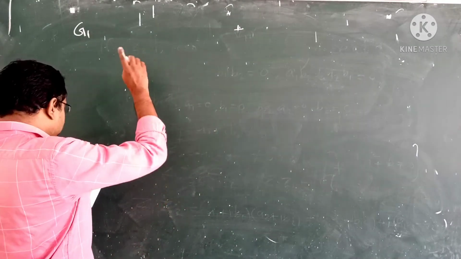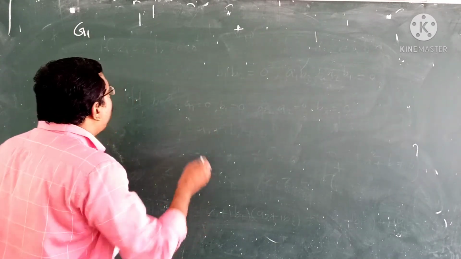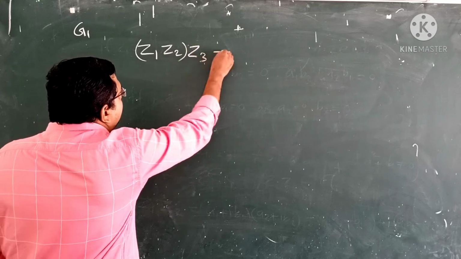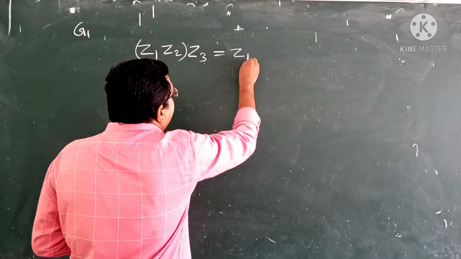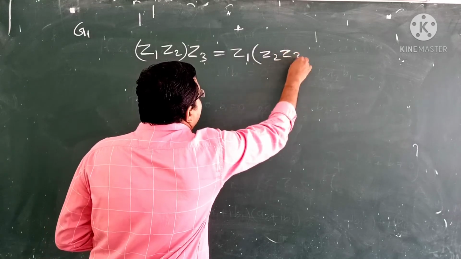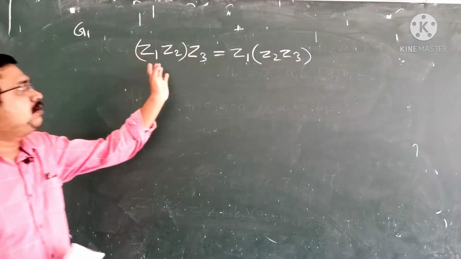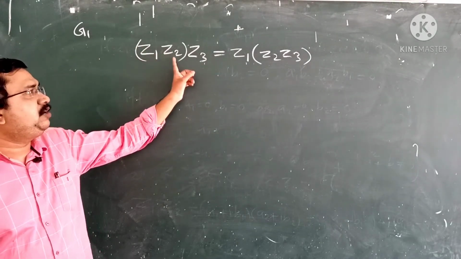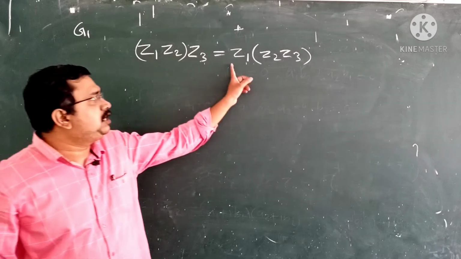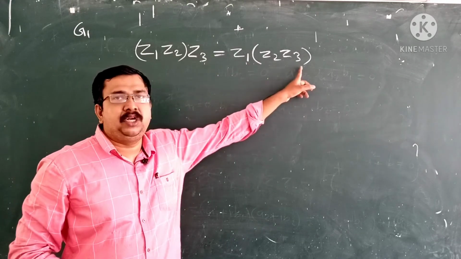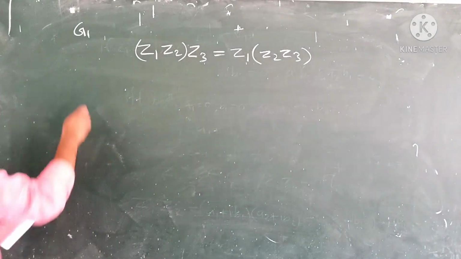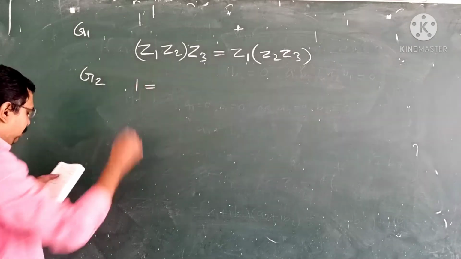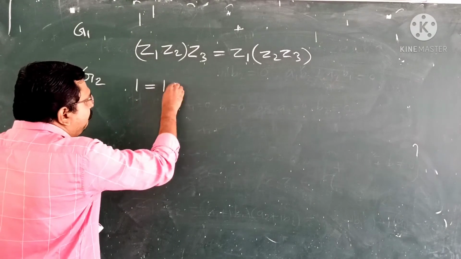For example, if Z1, Z2 and Z3 are complex numbers, then Z1 into Z2 into Z3 is equal to Z1 into Z2 Z3. Okay, that is our first axiom. Remember that multiplication of complex numbers is always associative. Okay, first axiom.